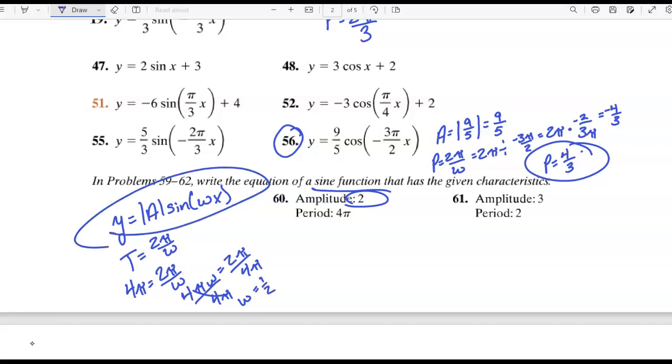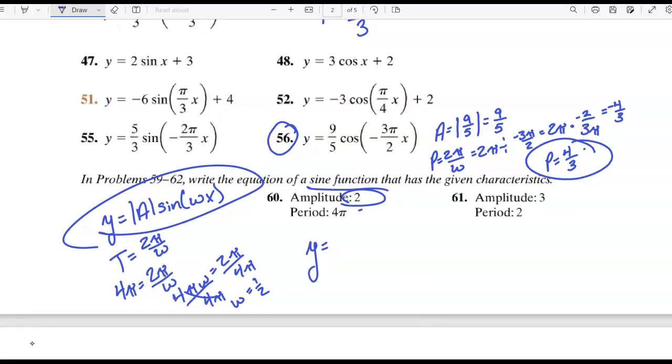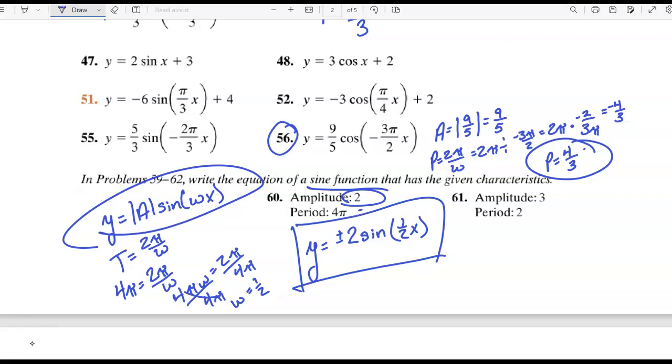So let's put everything into our format here. We have y is equal to whatever our amplitude is. Now, remember that A could have been a positive or a negative. We don't really know. We don't have enough information to figure out if there's a reflection. So I'm just going to put plus or minus there. And then our omega is 1/2. So there's the function that would have that criteria met.